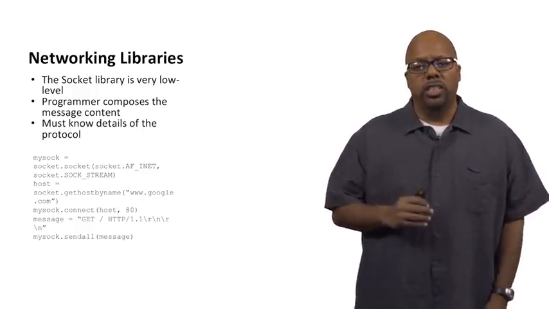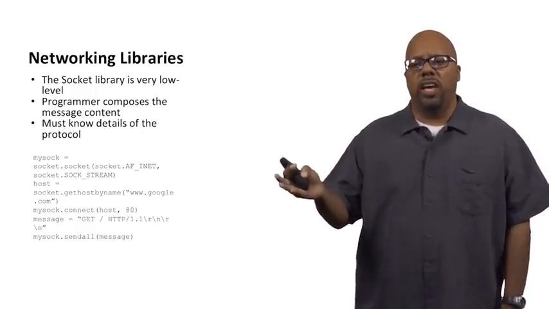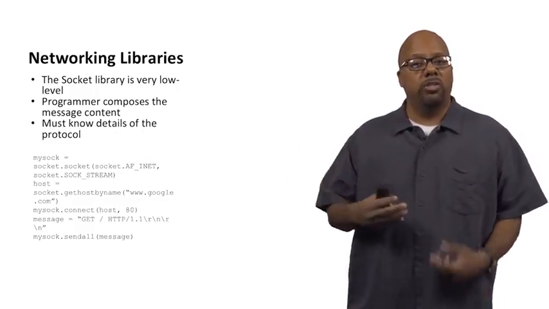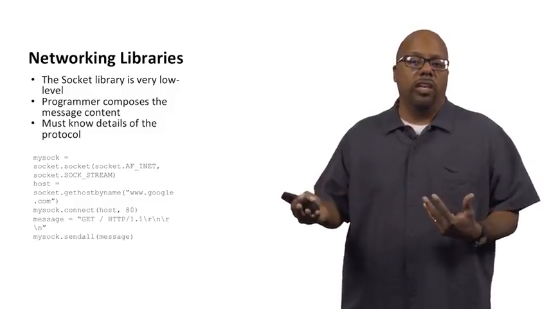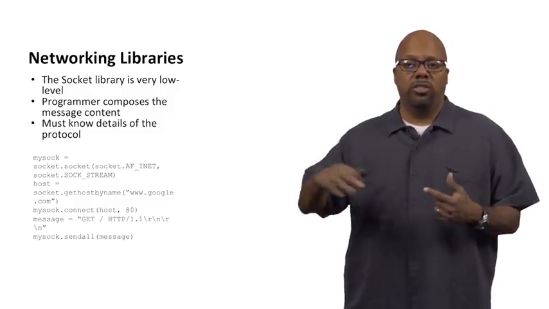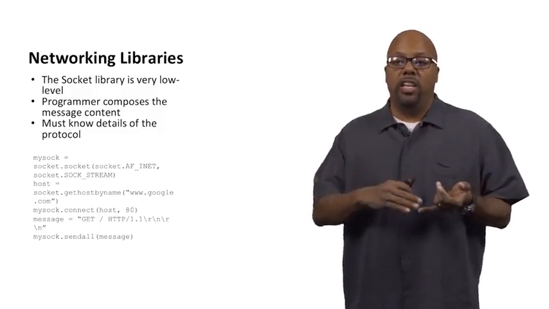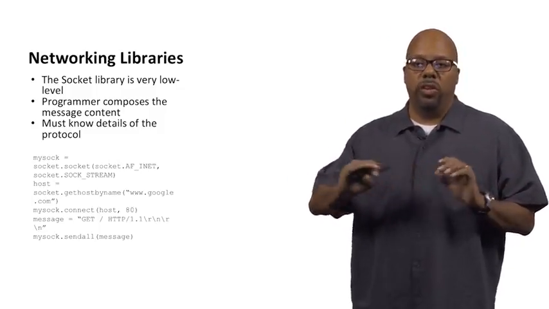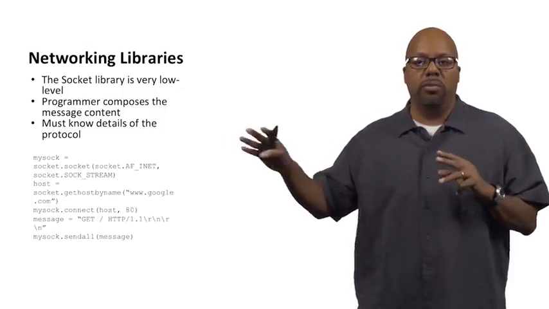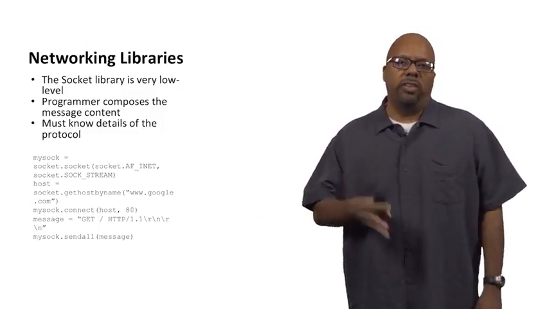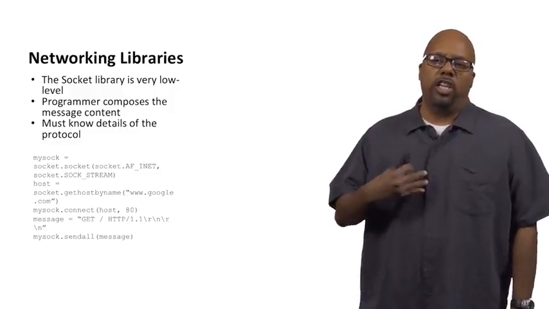So you can see we're calling socket to create the socket. Then socket.gethostbyname with google.com. We have to get the IP address for google.com, so that's doing a DNS lookup. And then after that, you do a connect. And then notice it says message equals, and we have that message in quotes, GET and so on, and then we send. The thing to notice is that you had to compose that message.